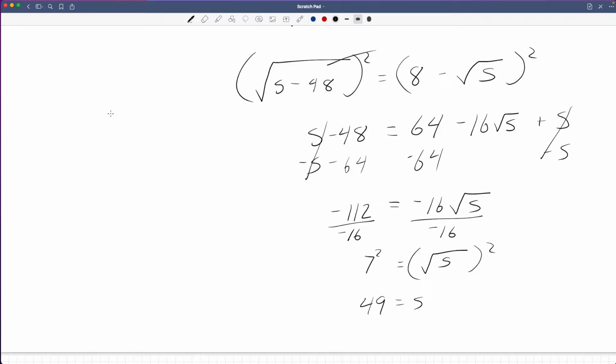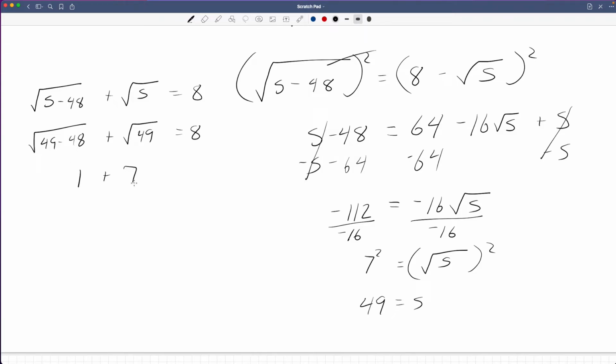So let's do that with our original equation. So we have square root of s minus 48 plus square root of s equals 8, right? Now we sub in 49. 49 minus 48 plus square root of 49 is equal to 8. 49 minus 48 is 1. Square root of 1 is 1. Square root of 49 is 7. 1 plus 7 equals 8. So it checks.